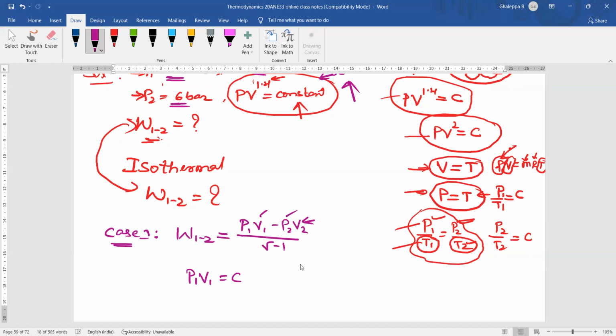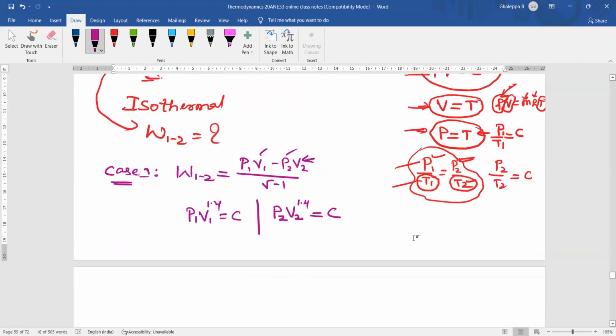Sir, gamma is 1.4. Look at the question. P1 V1 to the power of 1.4 is equal to constant. Similarly, at the end point, P2 V2 to the power of 1.4 is equal to constant. The right hand side is constant, so obviously the left hand sides should be equal to each other. So P1 V1 to the power of 1.4 is equal to P2 V2 to the power of 1.4.